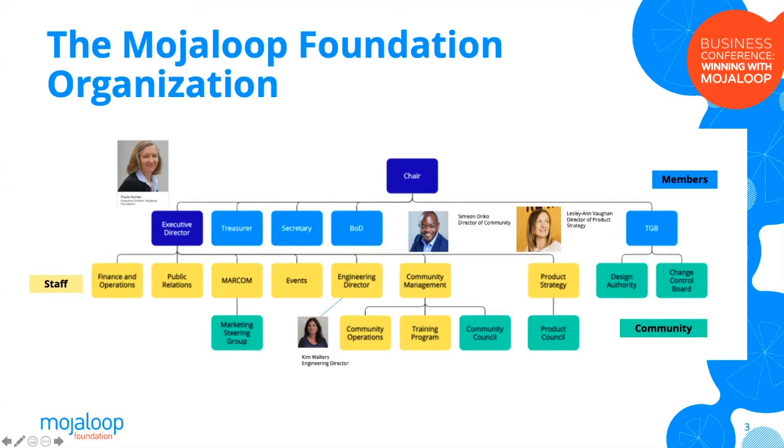We have a community council, which Simeon works with to advise us on what's important for the community as far as onboarding and governance. And as I mentioned, Leslie Ann Vaughn has a product council, again, volunteer participants from the community advising her on the requirements of the product. So it takes a collection of people to operate the Mojaloop Foundation, but it also takes members and community members to round out our thinking and to help steer us down the path towards financial inclusion.